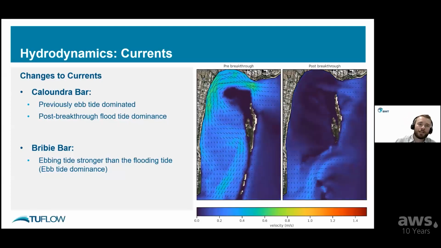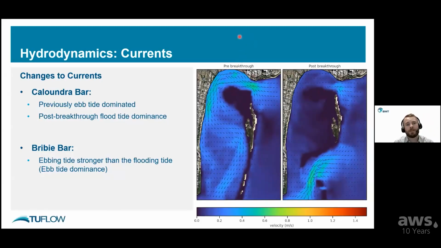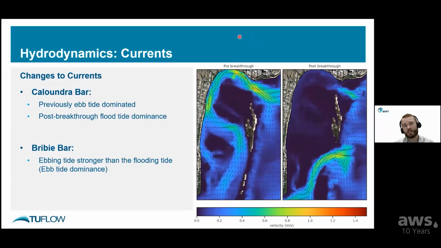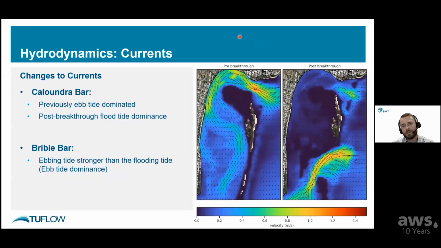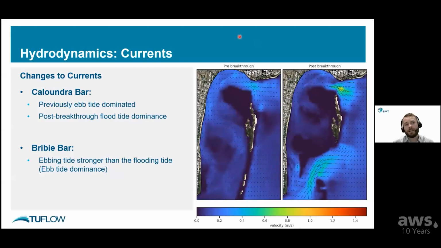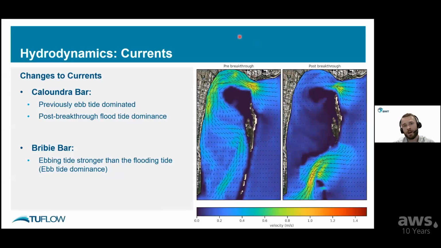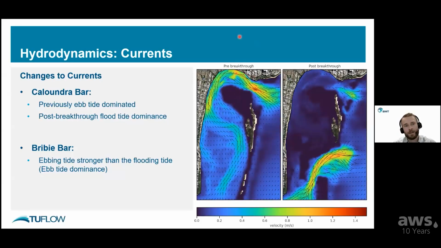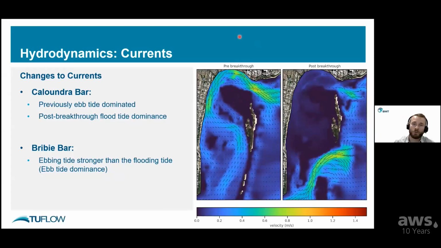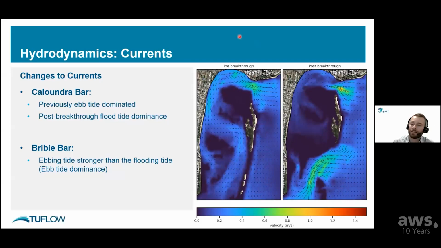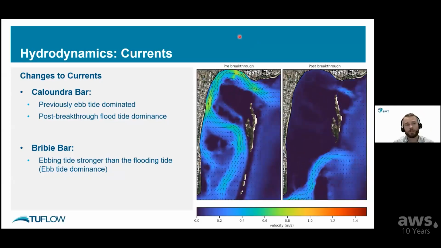First of all, if you notice at Caloundra bar, the currents were typically stronger during the ebbing tide in the previous state. But since the breakthrough, that ebbing current has significantly reduced, and now the flood tide is actually stronger. So we might say now that Caloundra bar is flood tide dominated. Bribie bar is ebb tide dominated, so the ebbing current is stronger than the flooding current. And this does have important implications in morphological evolution, and we'll see that soon.